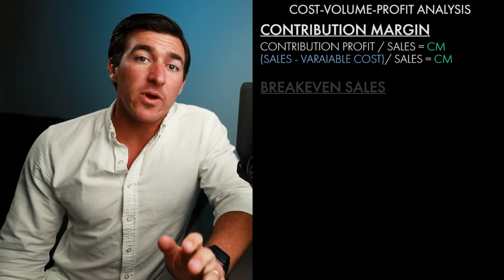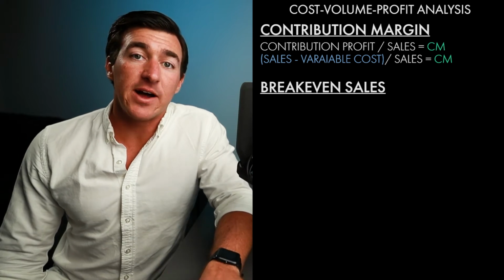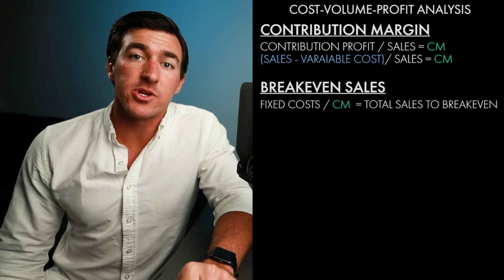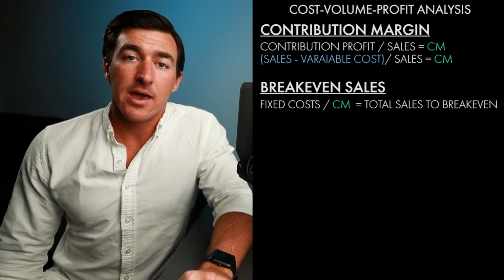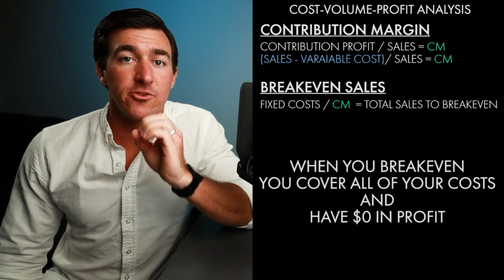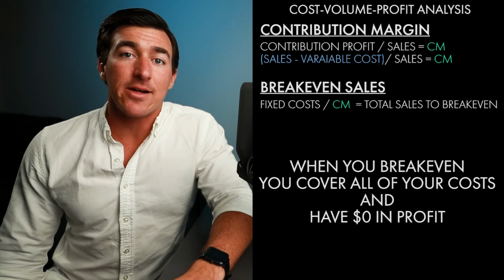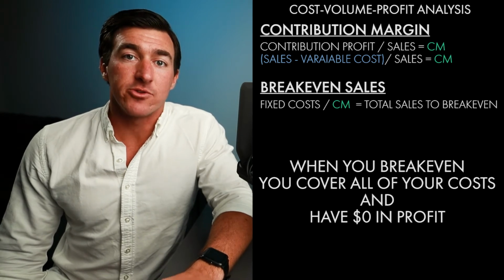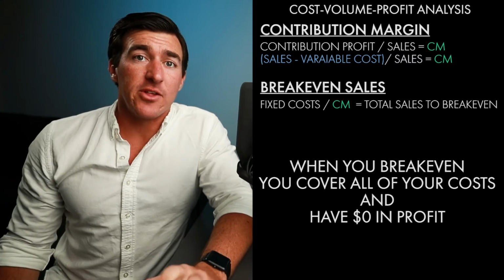In order to find your break-even number, which is what most of this analysis is all about, you divide your fixed costs by your contribution margin in order to find how much in total sales you have to sell in order to break even. That just means you cover all your costs and you make $0 in profit. It shouldn't be a goal, but now at least you know exactly how much you have to reach in order just to be able to take any money home for your investors whatsoever. That's a lot, so let's run with an example.